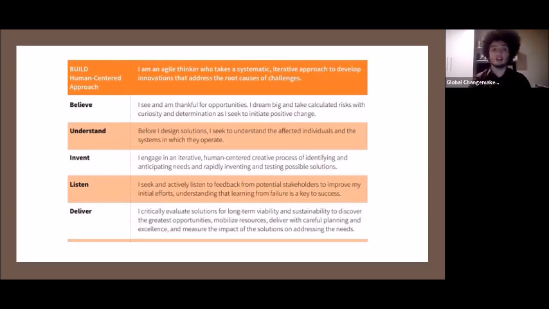Thirdly, it's Invent. Invent is basically brainstorming different kinds of solutions according to the problem you identified. So you'll sit down, you write a few solutions, and you'll narrow it down until you find the one that you think you have the skills and the capability for, and that you think is beneficial for the needs you're trying to target.